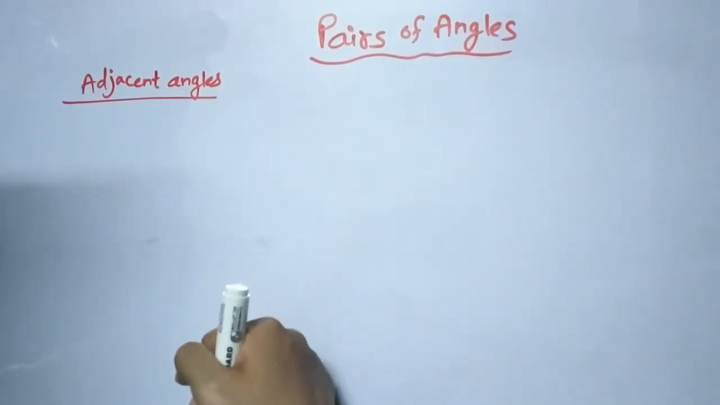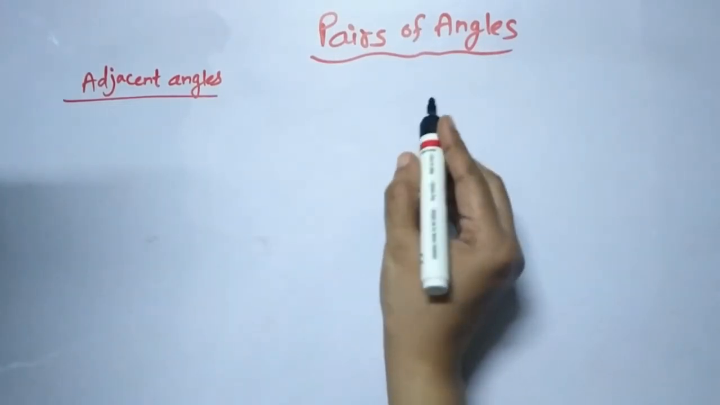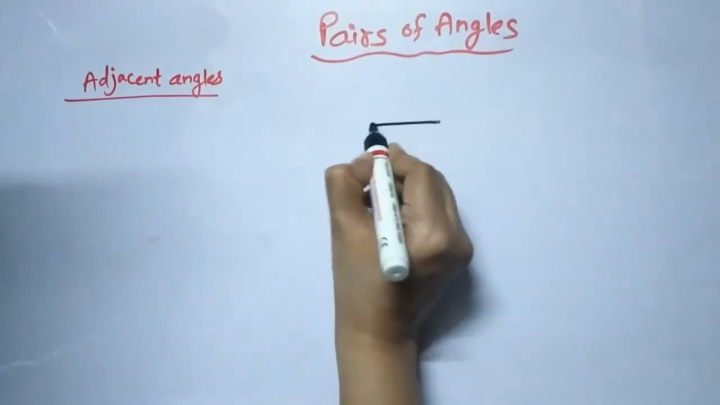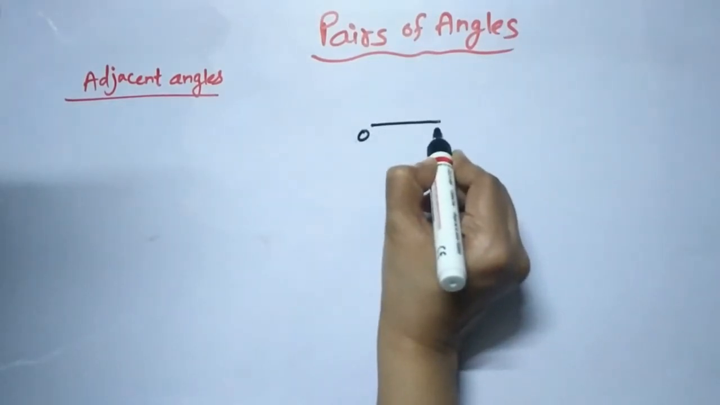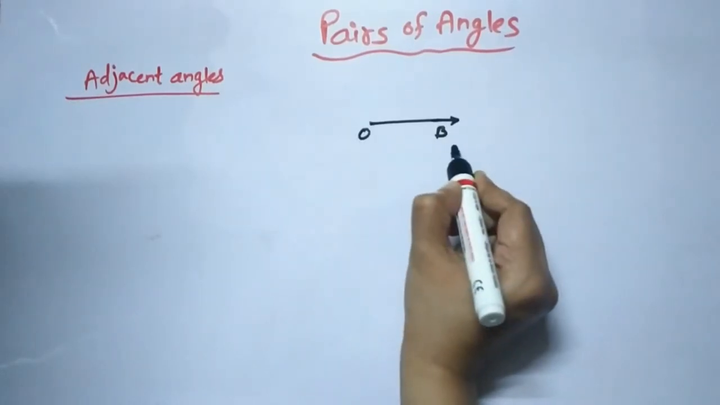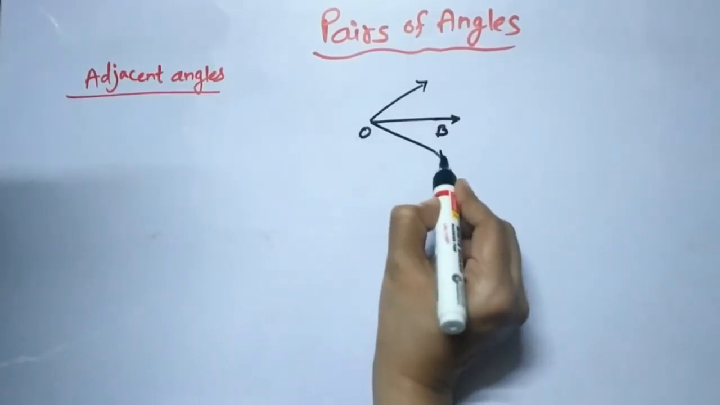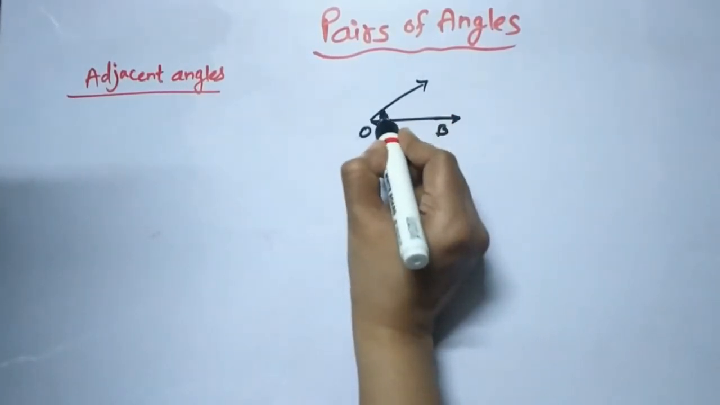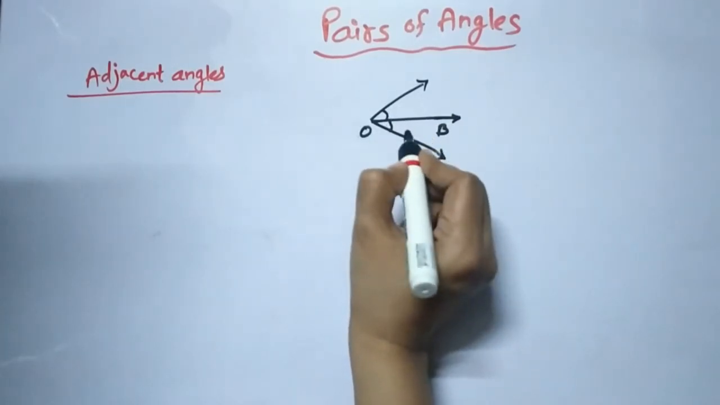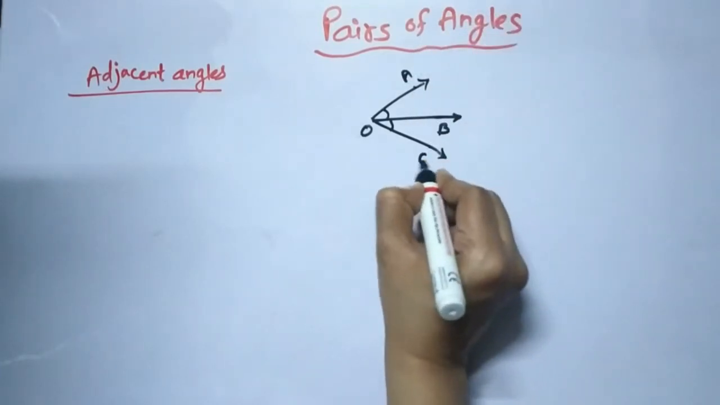you can say that two angles which are placed in such a way that they have one common vertex and one common arm in between them, so you can call them adjacent angles. Like for example, you are having here, this is O and this is B. Suppose this is a ray OB, and you are having one more arm here and one more arm here. Because of this, two angles are going to form here, and this is a ray OA, and this is a ray OC.